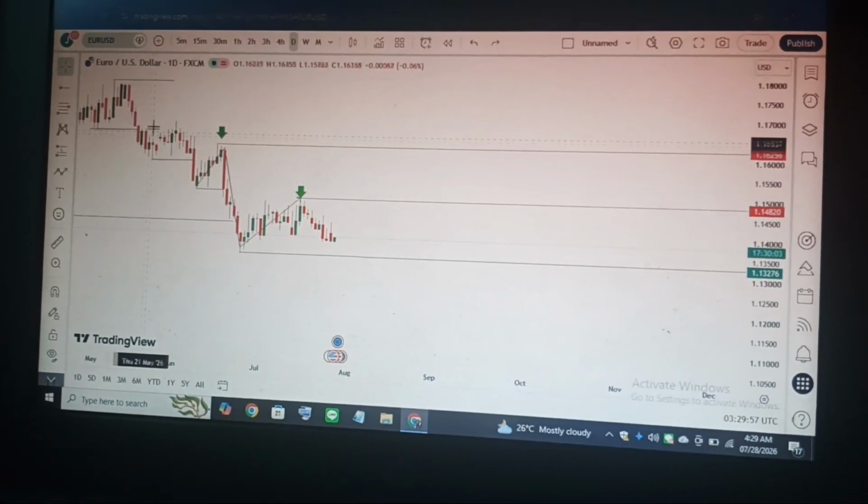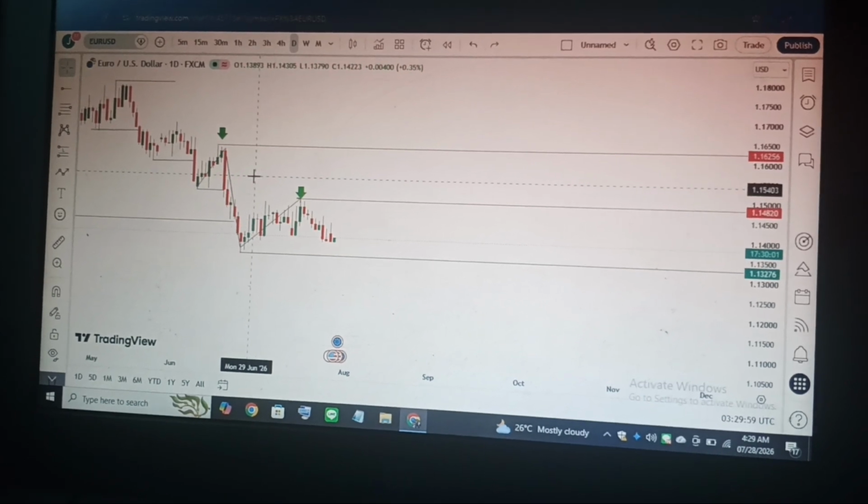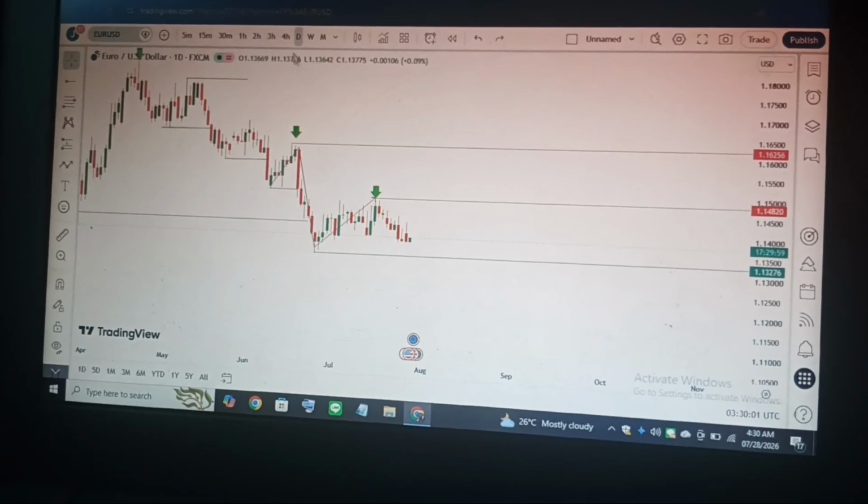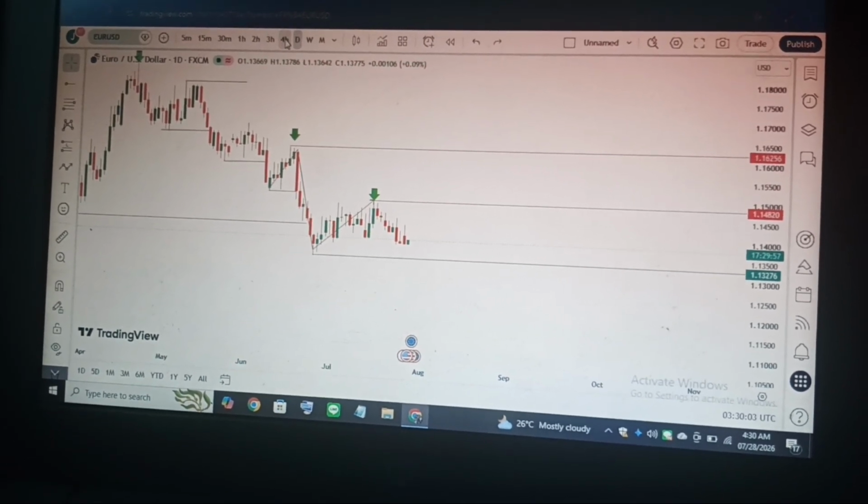So at this point, we have already mapped our daily trading range. The next thing we want to do here is scale down to the lower time frame. So we go to the 4 hour.